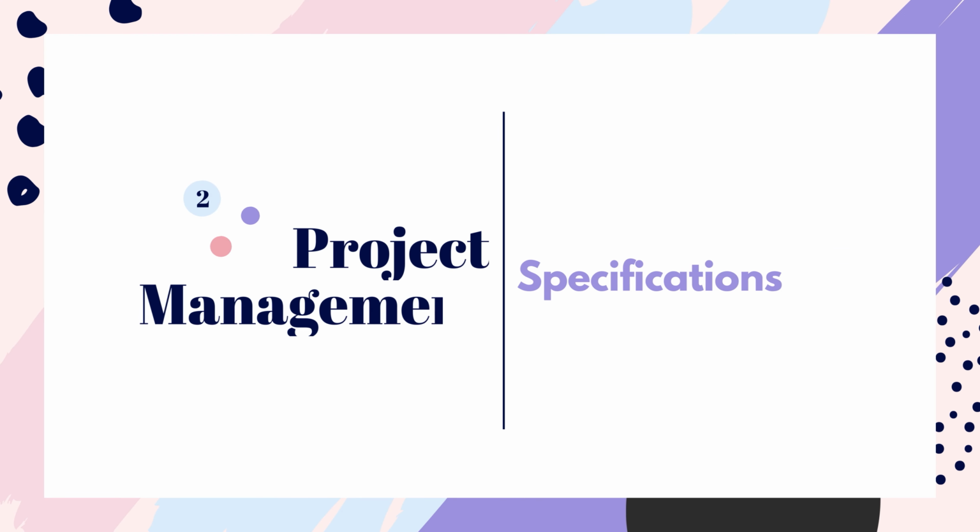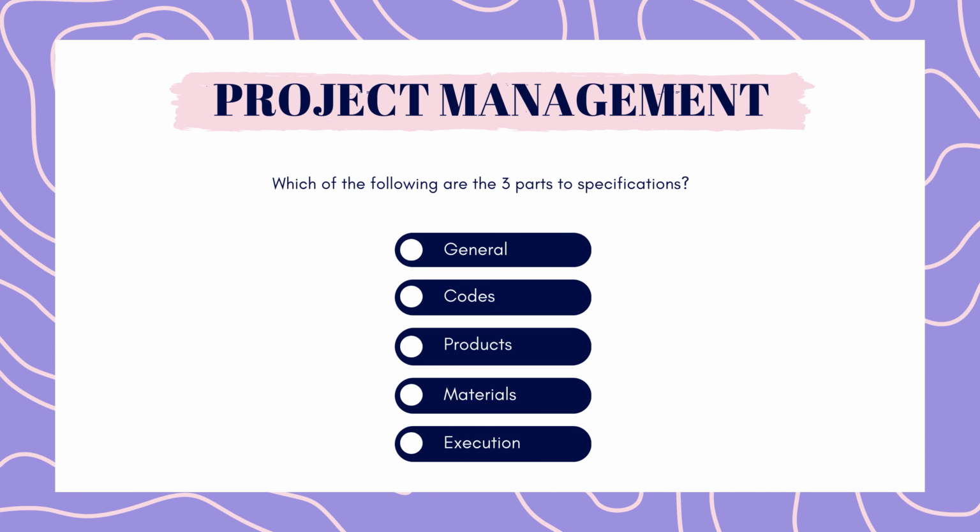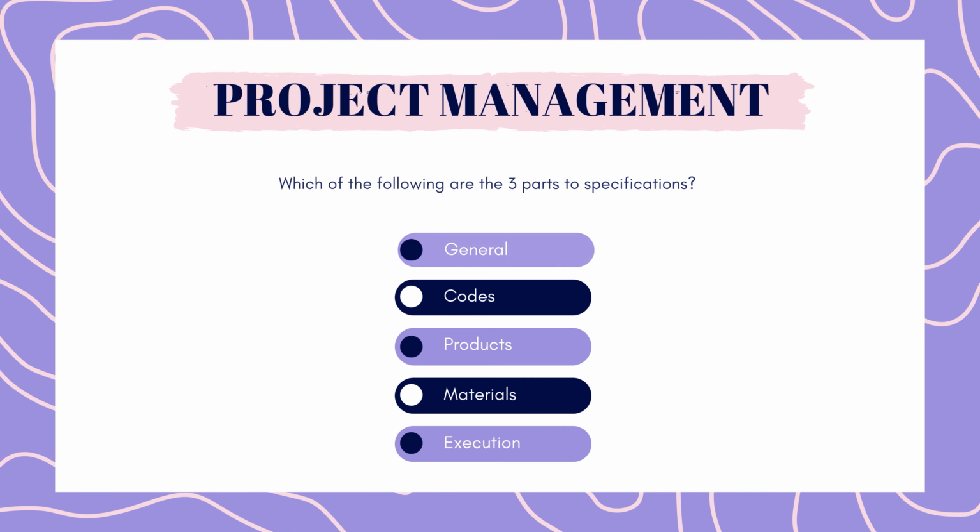Next up is project management. Which of the following are the 3 parts to specifications? General, codes, products, materials, execution. Pause here to answer. And the answer is general, products, and execution.